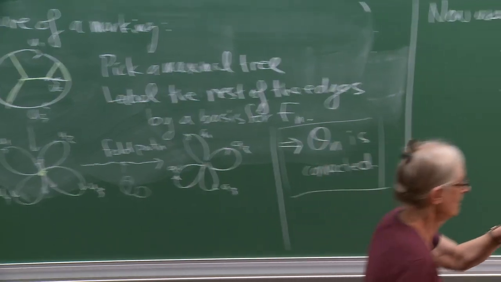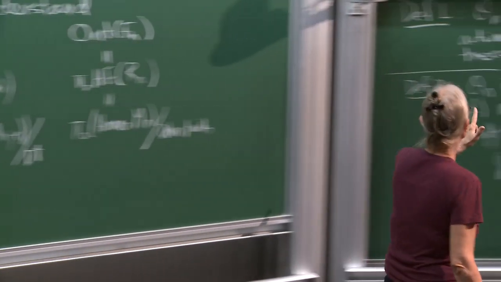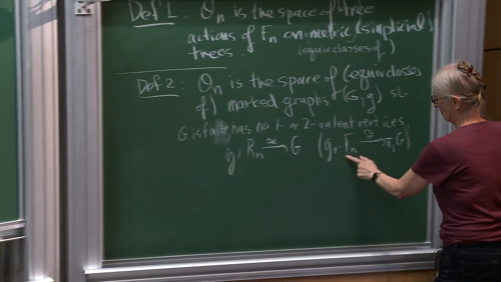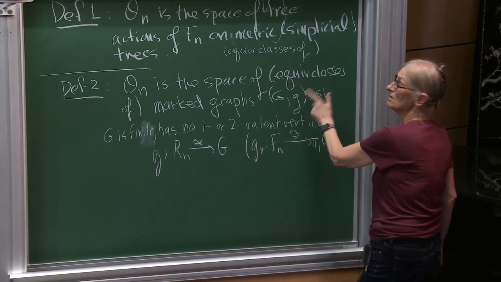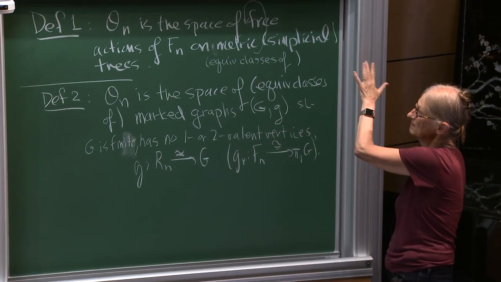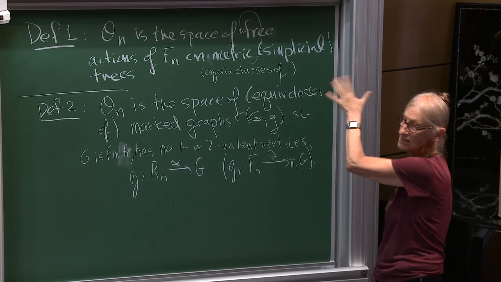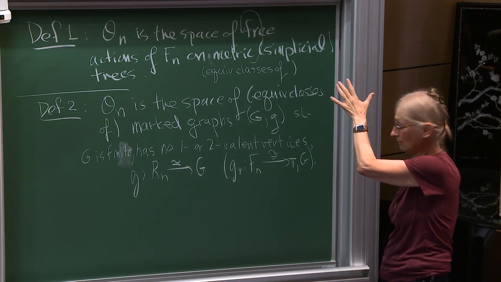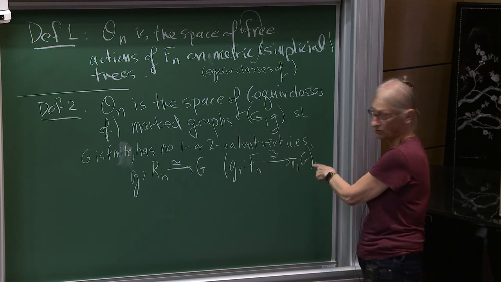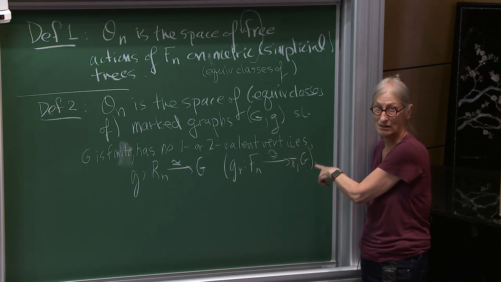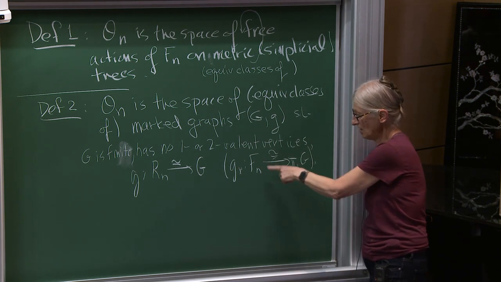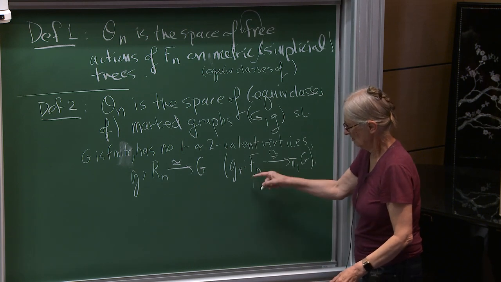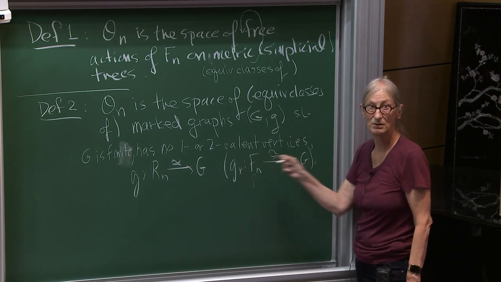And as before, what does the action do? The action just changes the marking. Remember, when I described it in the space of trees, the tree didn't change. The only thing that changed was the action of F_n on the tree. Same thing's true here. The quotient graph isn't going to change. The only thing that will change is the identification of the fundamental group with the group.